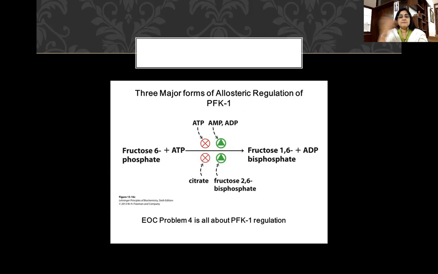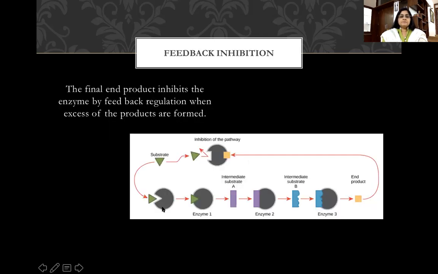So what happens? ATP itself will come and act as a negative modulator. So this is yet another type of regulation which is called feedback inhibition, where the product is formed in bulk. So the product itself will come and give the message, okay, that is enough, you can stop now. Okay, so that is what is called feedback inhibition. So the final end product inhibits the enzyme by feedback regulation when excess of the product forms.